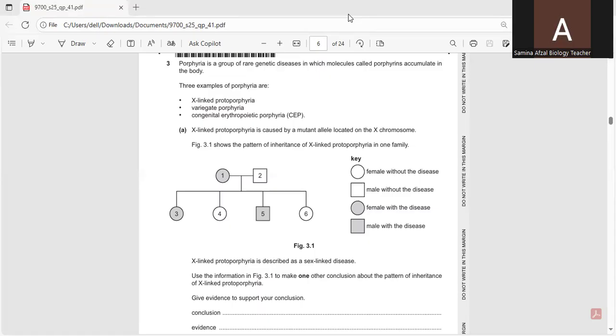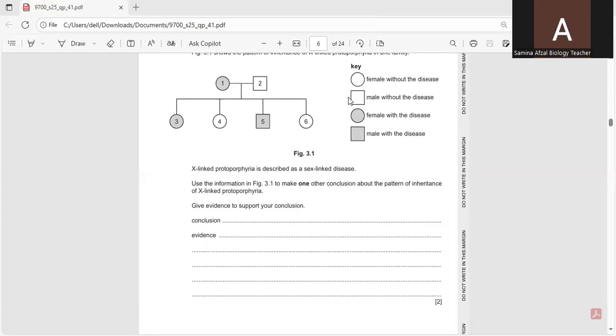Now we have to conclude. Use the information in figure 3.1 to make one other conclusion about the pattern of inheritance of X-linked protoporphyria. Give evidence to support your conclusion. We have to support our conclusion and say what the pattern of inheritance is in this.